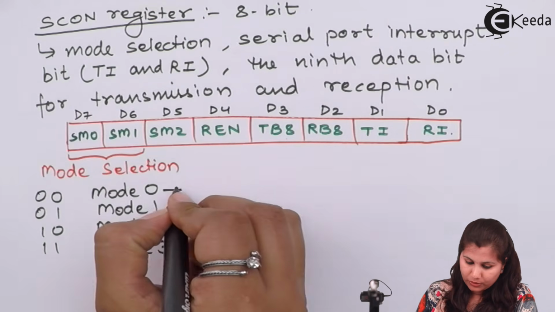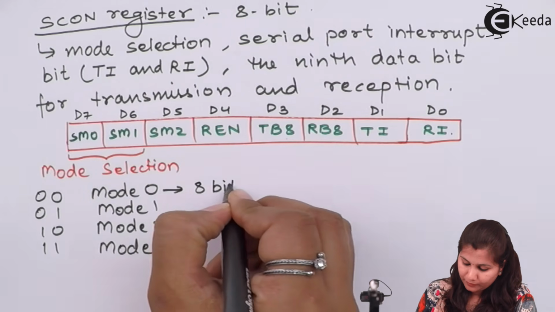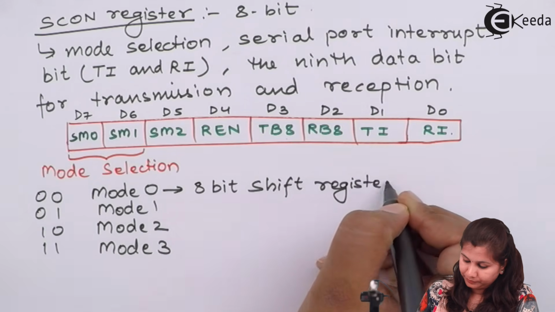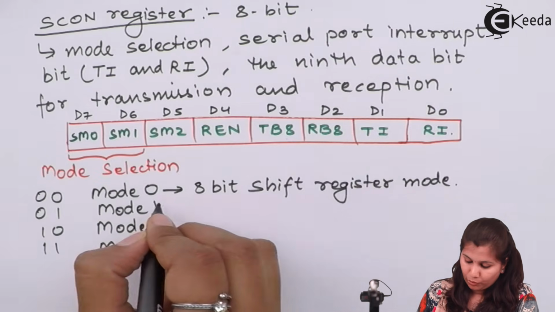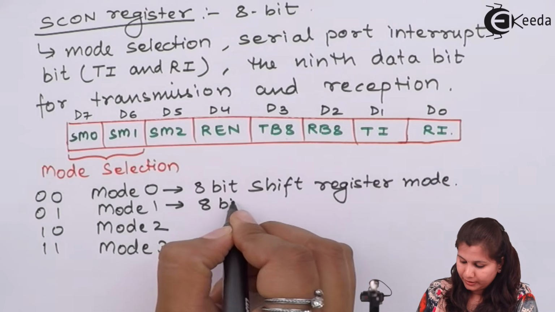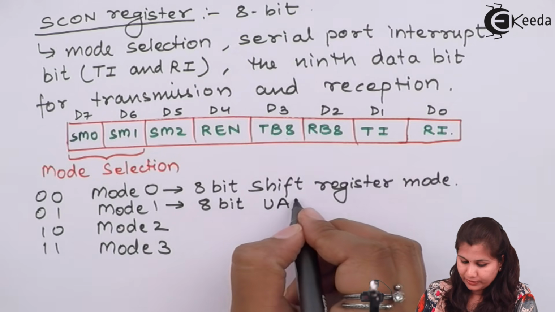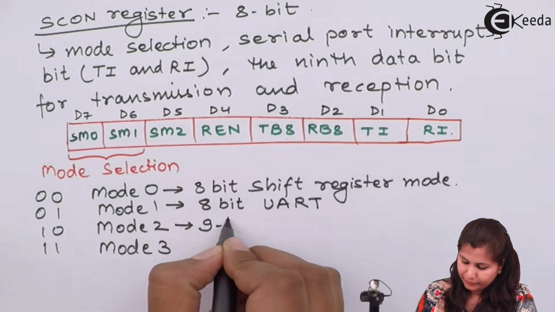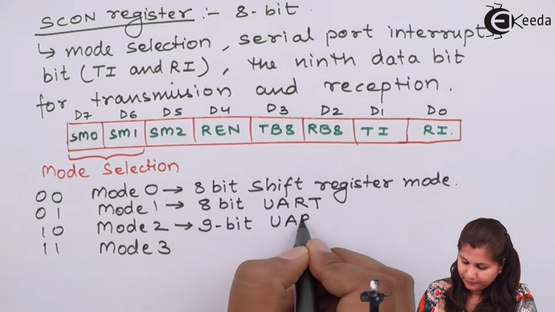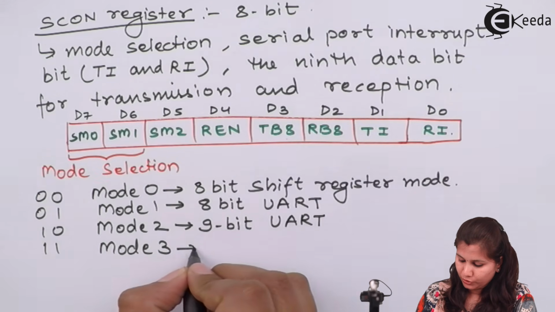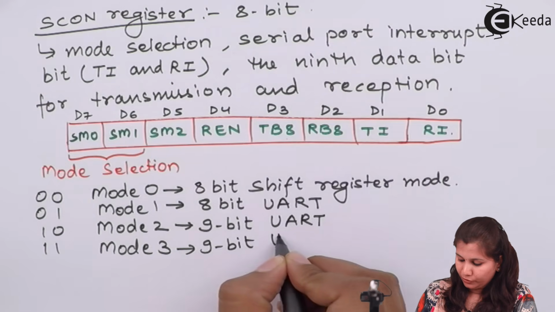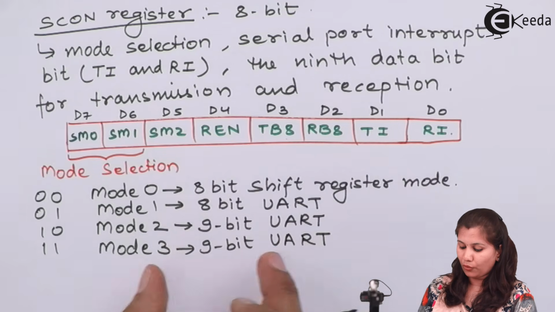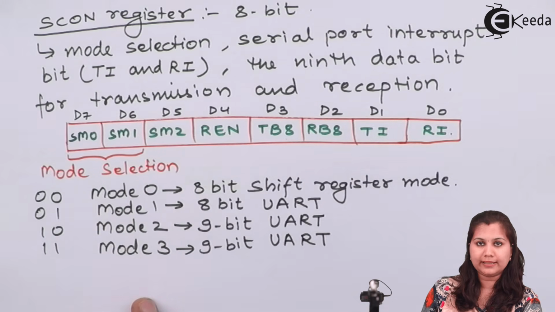Now mode 0 is also known as the 8-bit shift register mode. Mode 1 is known as 8-bit universal asynchronous receiver transmitter. Then mode 2 is known as 9-bit UART, and the third mode is also the 9-bit universal asynchronous receiver transmitter. So these are the names of all the 4 modes of the serial port.